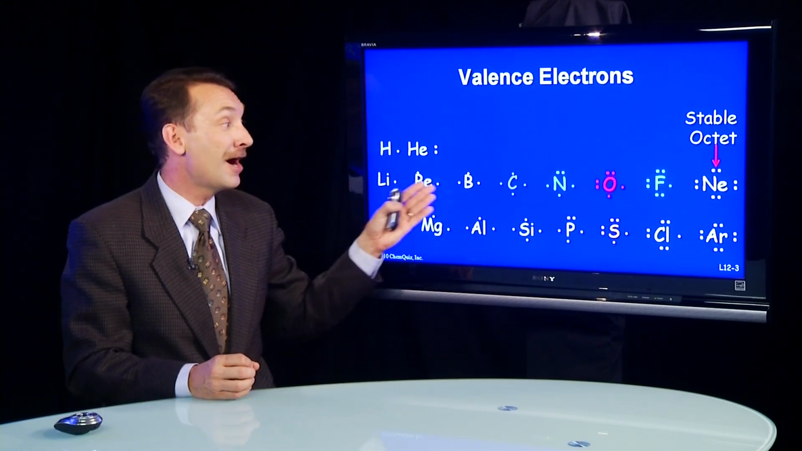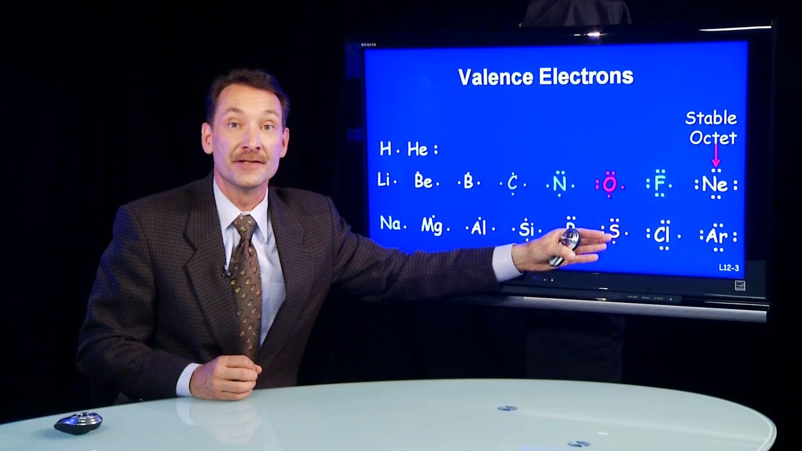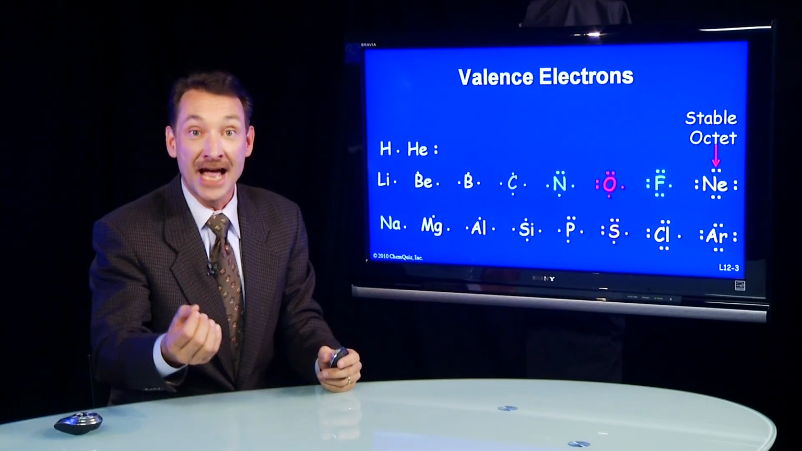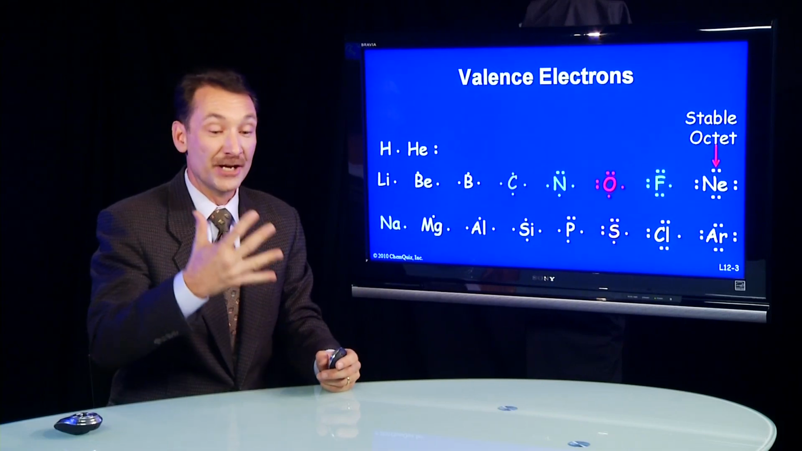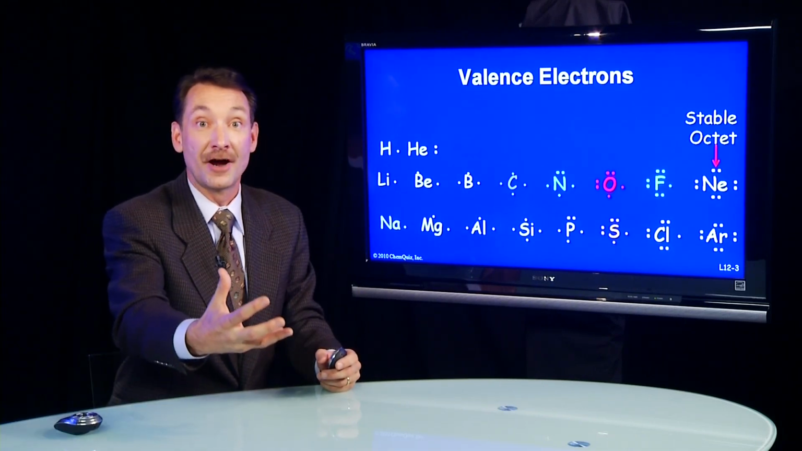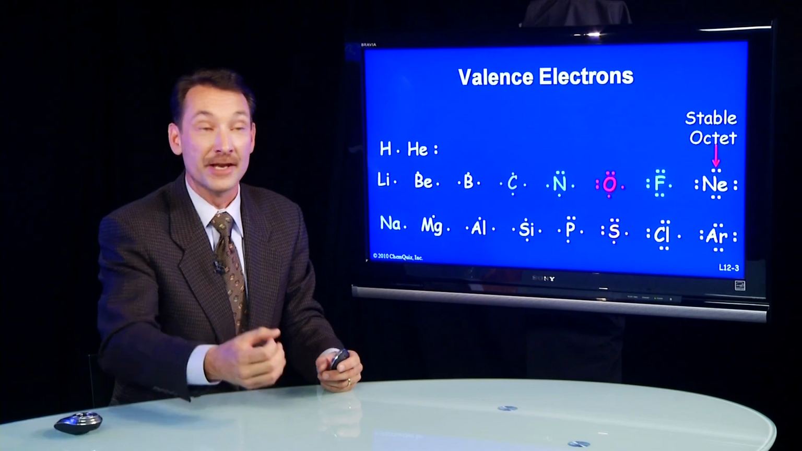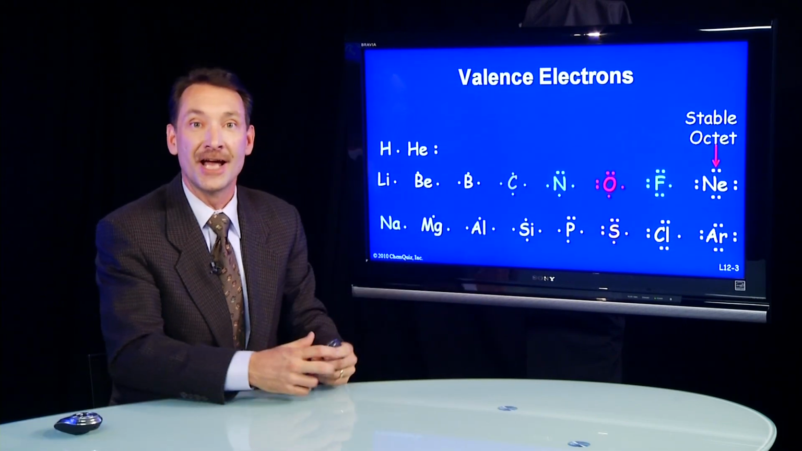But what we're going to look at now is how these valence electrons affect the bonding and the reactions of the elements in the periodic table. In fact, reactions and bonding are the subject of pretty much the rest of Chem 1. And the valence electrons are going to help us understand that.